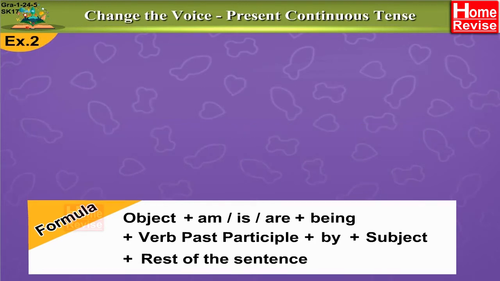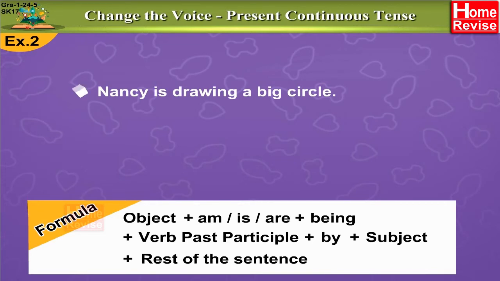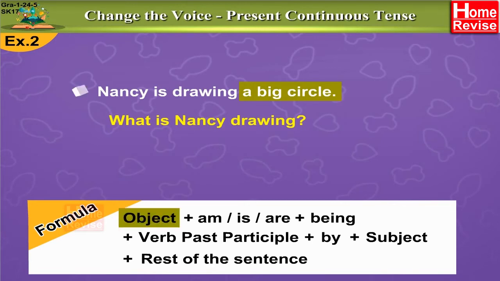Let's take one more example. Nancy is drawing a big circle. Well, we need to identify the object. So let's ask the question. What is Nancy drawing? A big circle. So a big circle is the object and our passive voice begins with the object.